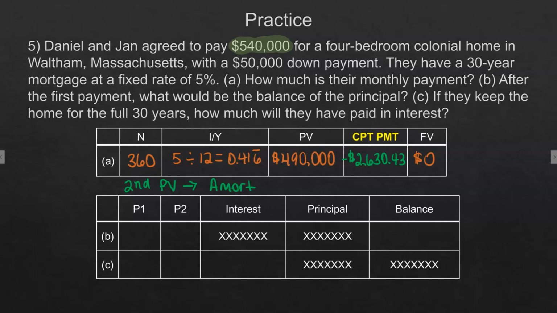And then we'll have P1 and P2. So first on part B, we're looking for how much their balance was after the first payment. So we put in 1. Anytime you're looking at just one payment, you can do this anywhere in the loan. If you want to look at just payment 360, then you would put 360 in for P1 and 360 in for P2. So put those in.